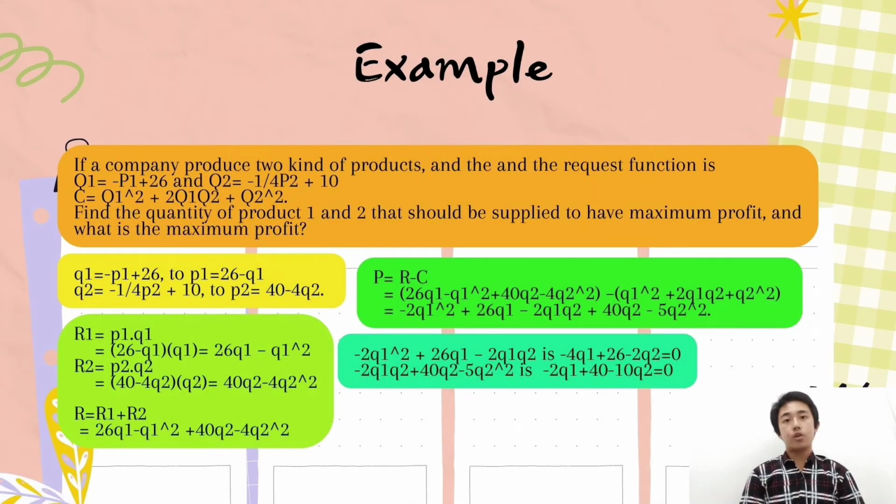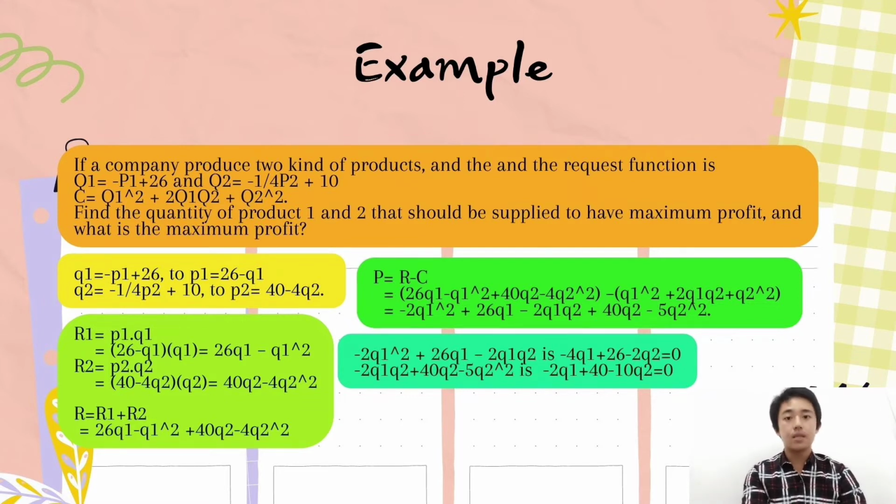And for the joint production, if a company produces two kinds of products and the demand function is Q1 equals negative P1 plus 26 and Q2 equals negative 1 by 4 P2 plus 10, and the cost of joint production is C equals Q1 squared plus 2Q1 times Q2 plus Q2 squared. Find the quantity of product 1 and 2 that should be supplied to have a maximum profit. And what is the maximum profit?